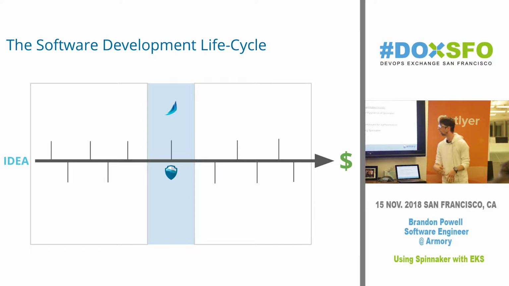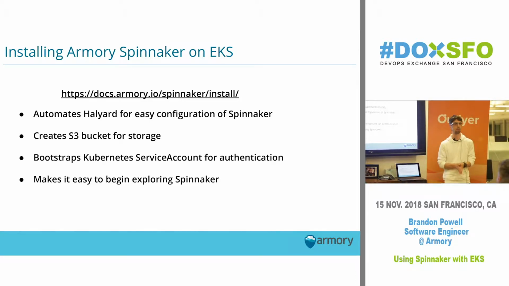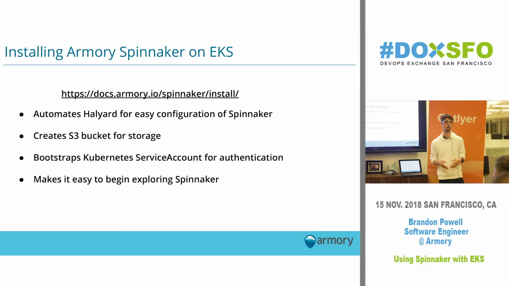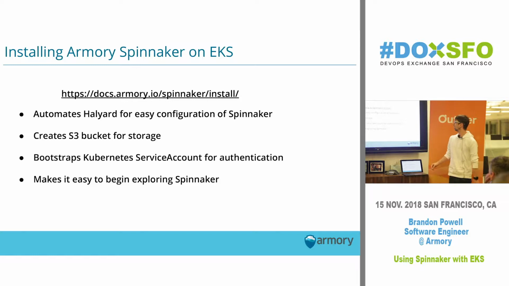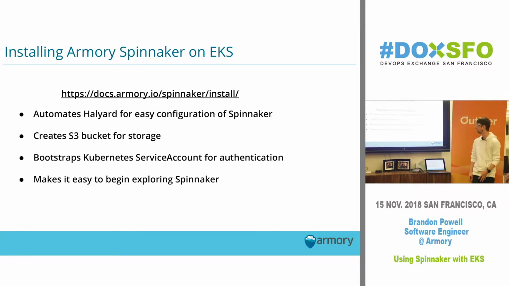So now I'm going to talk about installing Spinnaker with Armory on EKS. You don't have to use Armory. Obviously, we would like you to. The nice thing with Armory is that it makes it a lot easier to actually install Spinnaker. There's an open source tool called Halyard that you can use to install Spinnaker, but reading through the documentation for it, you may not understand all of the steps that are required to set it up and use it. So what Armory does is it automates Halyard for easy configuration.